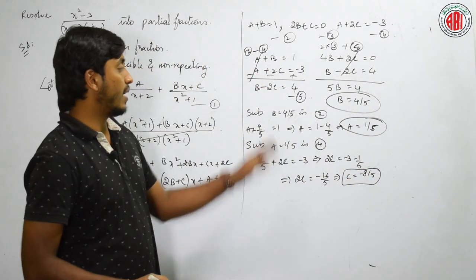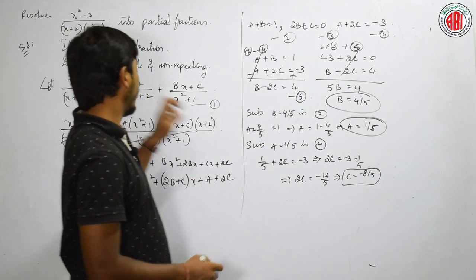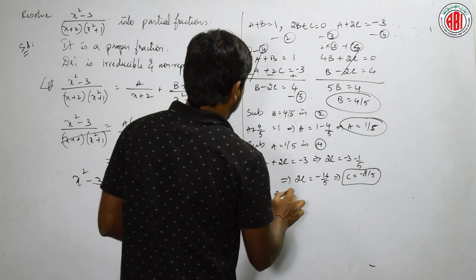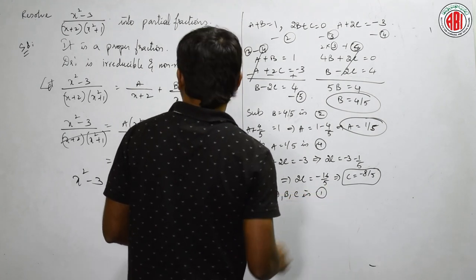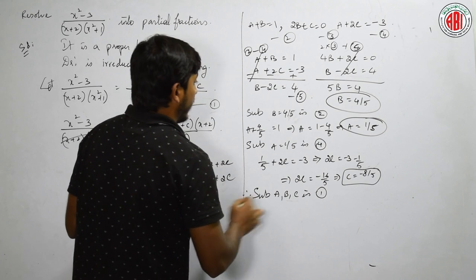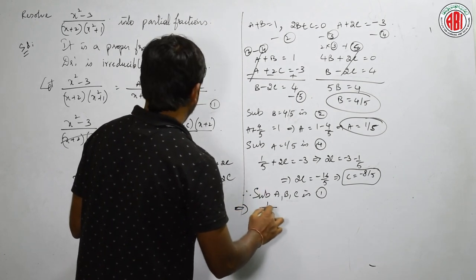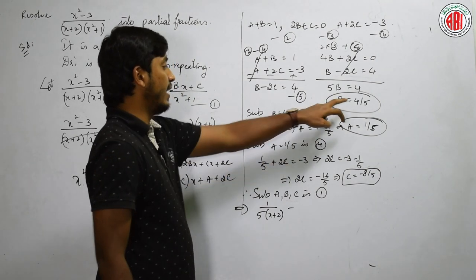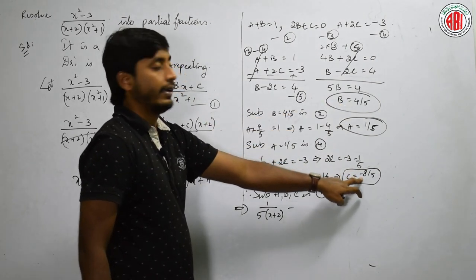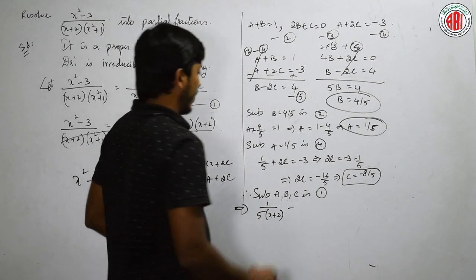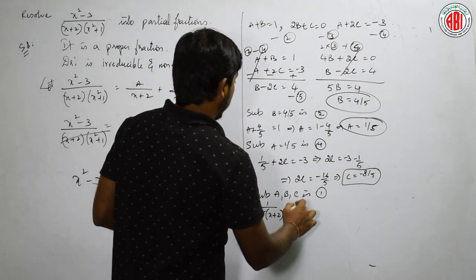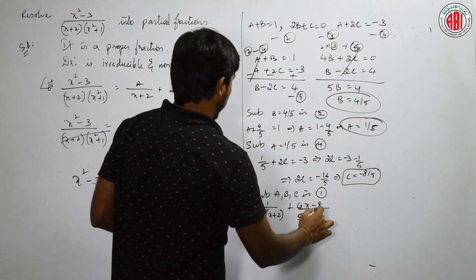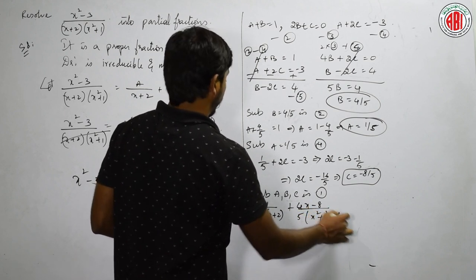Let us substitute these a, b, c values in this equation. Therefore, substitute a, b, c in 1. What do I get? That is 1 by 5 into (x plus 2), plus (4x minus 8) by 5 into (x square plus 1). Clear?